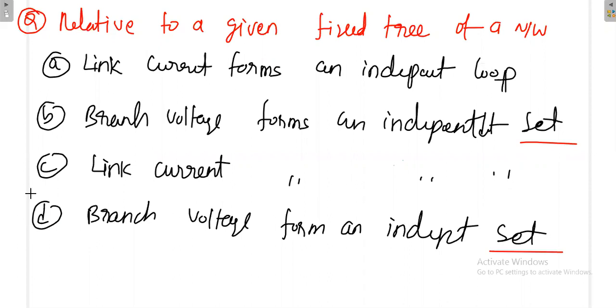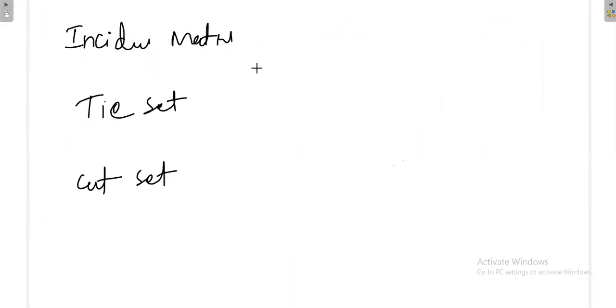Okay, so that you can eliminate B, C, D. The correct one is A. Okay, the link current forms an independent loop. See, that means what you are doing in case of tie set matrix, what we are doing. Okay, so we are forming independent loops.